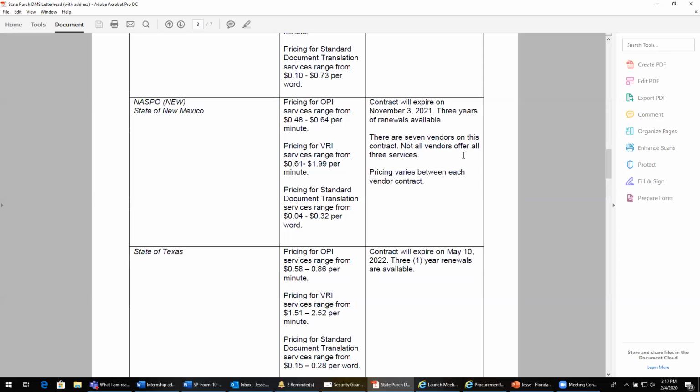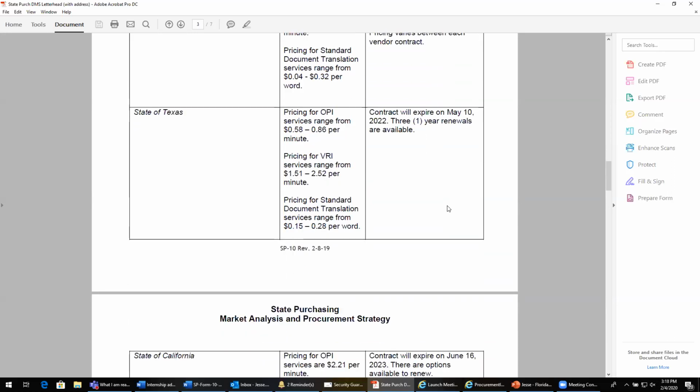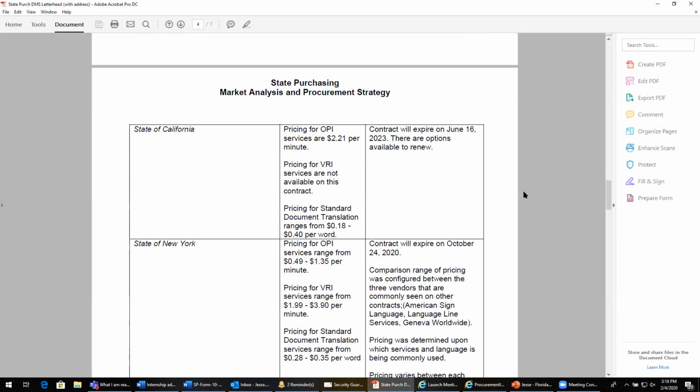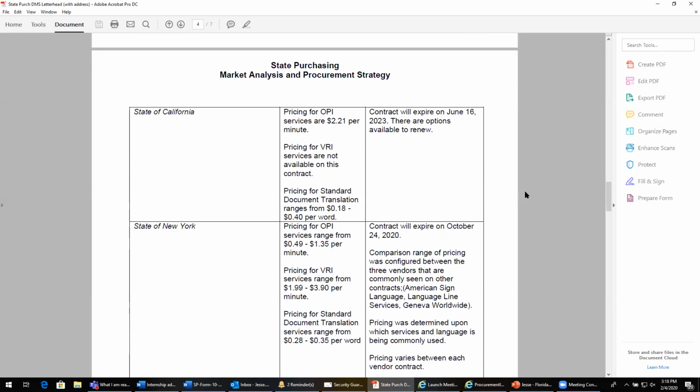We also state any nuances. For this specific one, for translation, 7 vendors were awarded the NASPO translation contract, but not all 7 provided all 3 service categories. So we just wanted to call that information out in our decision-making process. And then we look at the state of Texas. They were very cost competitive. We talk about their contract term. The same goes for California and New York.